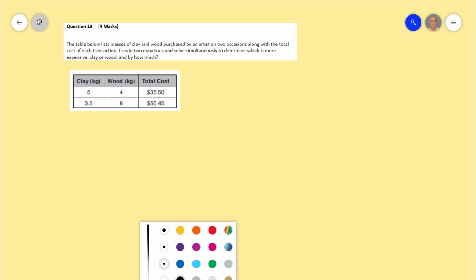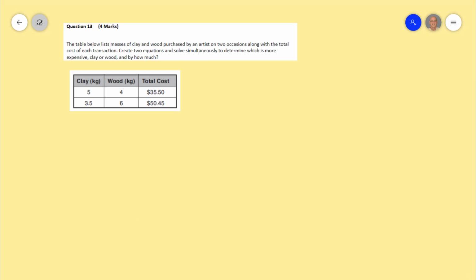Okay, look at this one here. Just one or two things I need to point out here. It was actually done quite well. The table below lists masses of clay and wood purchased by an artist on 2 occasions, along with the total cost. Create 2 equations, solve simultaneously, and which is the more expensive and by how much. People are forgetting that last part.